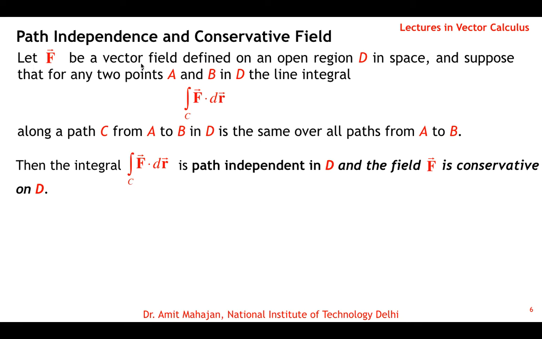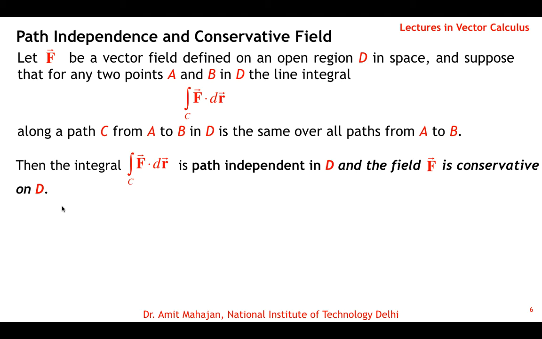Okay, so let f be a vector field defined on an open region D in space, and suppose that for any 2 points A and B in the domain, the line integral, integral f dot dr over the curve C along a path C from A to B in D, is the same over all paths that we can choose from A to B. If C is an arbitrary path from A to B, and whatever path you choose from A to B inside the domain the line integral gives the same value, then the integral is path independent in the domain, and the corresponding vector field is the conservative field on the domain.